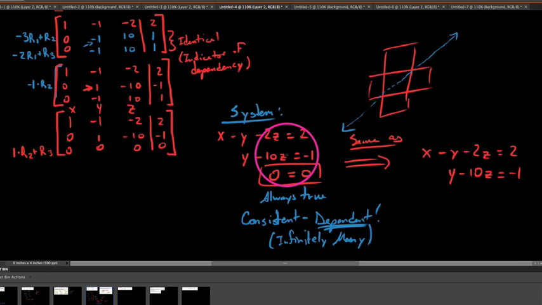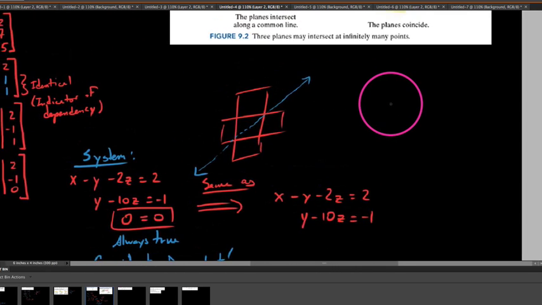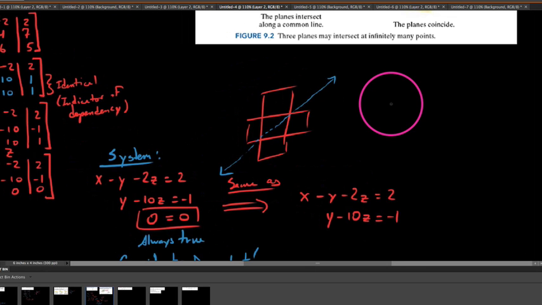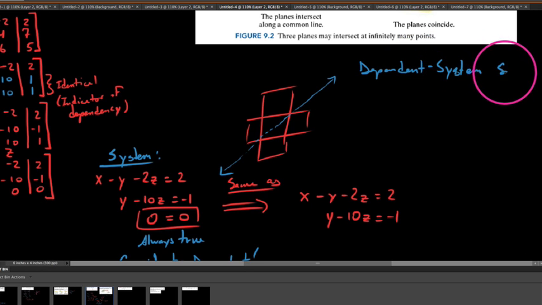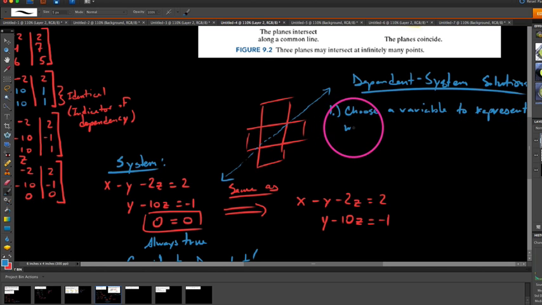So here comes the part where we're going to write our solutions to the system. Let's write a set of steps here. Basically, we're going to talk about dependent system solutions. The first thing we're going to do is choose a variable to represent with a parameter. Now, a parameter is just another variable here. Let's agree that we're going to use a.